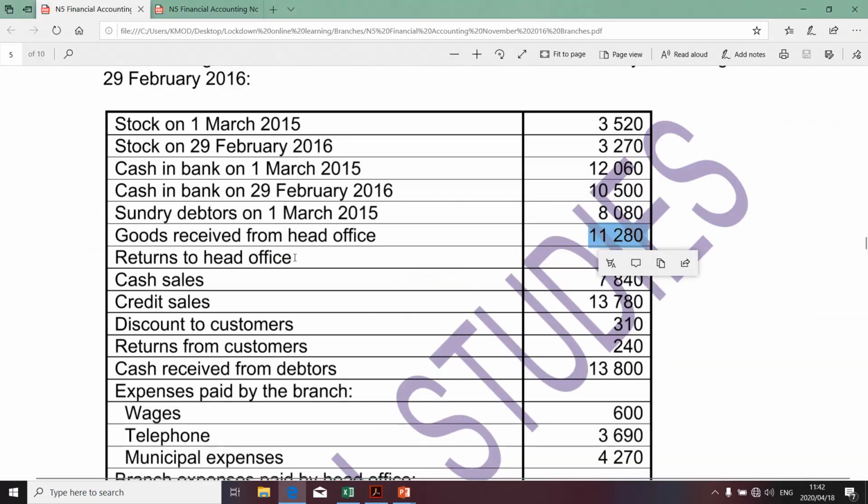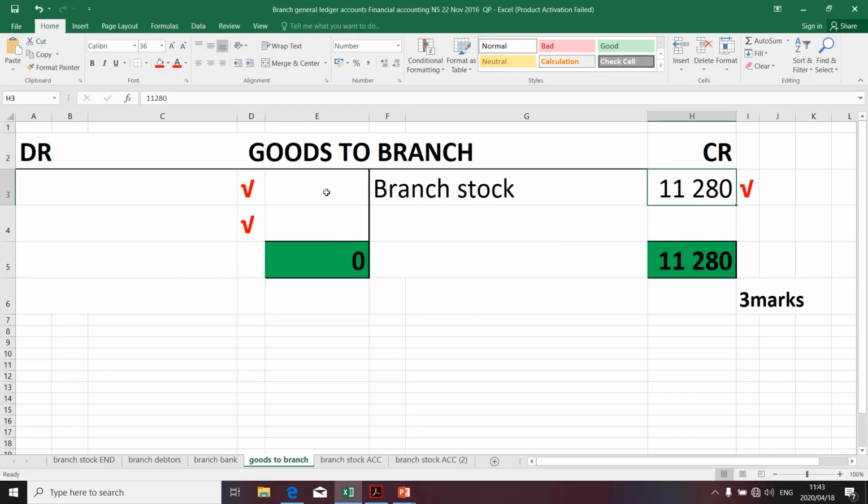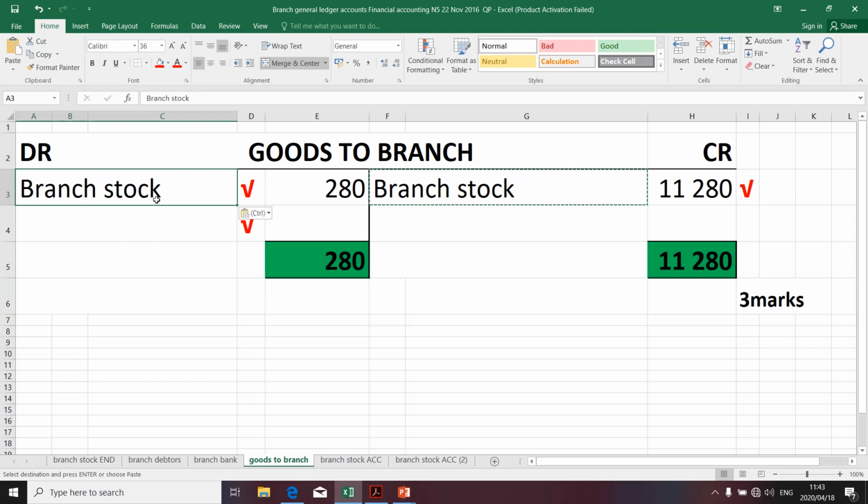Moving along swiftly, returns to head office. This transaction communicates the transfer of stock between the branch and the head office and therefore will impact the goods to branch and the branch stock. But in this case, because we're focusing on the goods to branch, we're going to take the amount of 280. Remember, the stock relating to the head office is increasing due to the returns attributable to the branch. Therefore, this will be taken to the debit side of goods to branch. There you go. And we're going to use the same contra account, branch stock. Remember, in this case, branch stock will reduce by the amount of returns to head office.